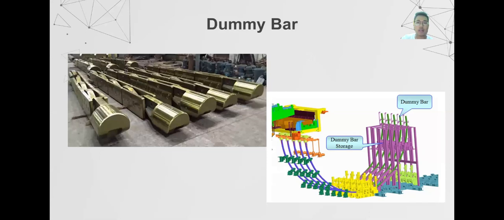And then this is a dummy bar. The dummy bar is used at the beginning of the process of pouring molten metal into the mold. Its function is to hold the molten metal from falling directly to the bottom section, but to undergo a shell formation process first in the upper section. This dummy bar also has a function to adjust the casting speed.